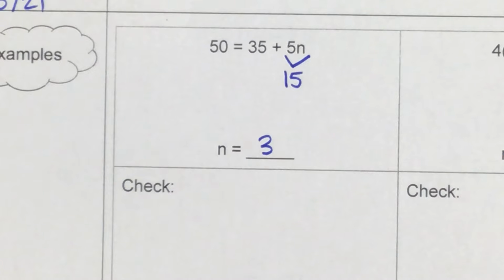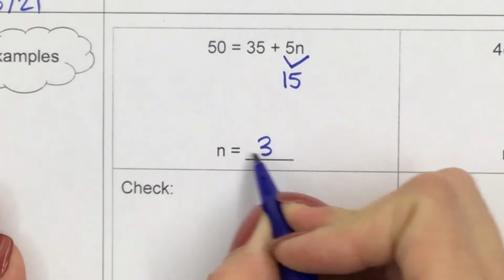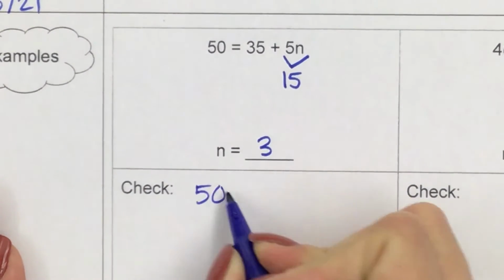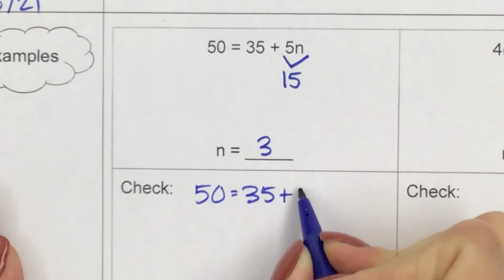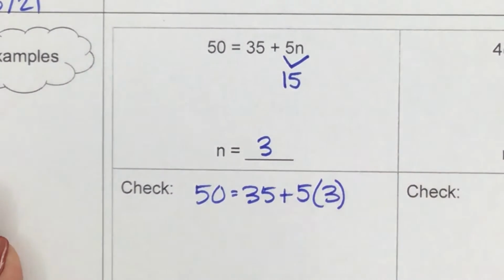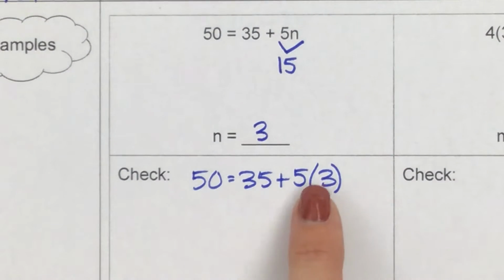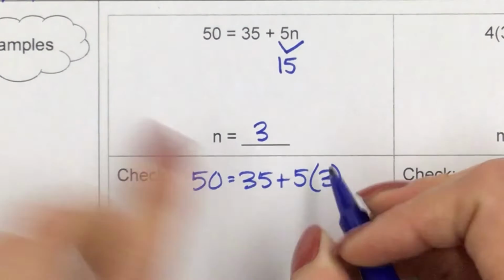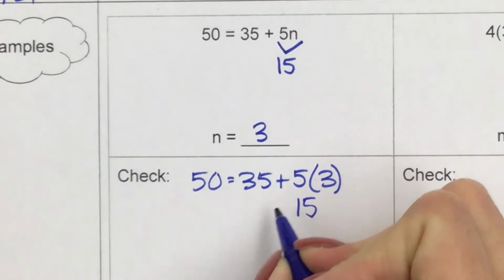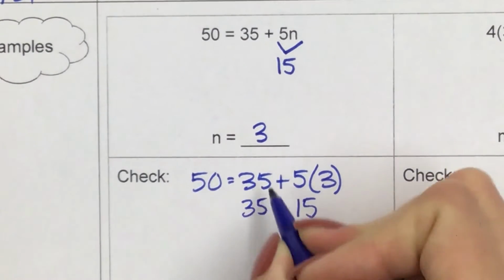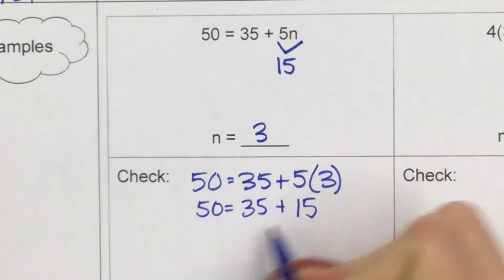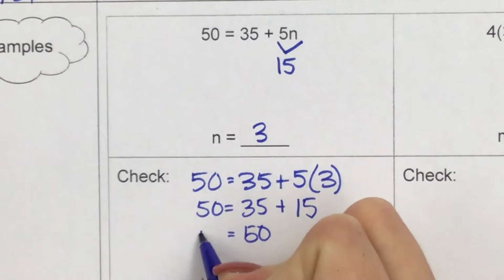Now, we have to be sure. We can't just get an answer and move on. We want to make sure that we are positive that it works. So I'm actually going to take 3 and plug it in for n. Okay, now we can simplify this. So we're going to multiply first, and then we'll add, just like we do for order of operations. So this part is 15. Okay, and then 50 is equal to 50.